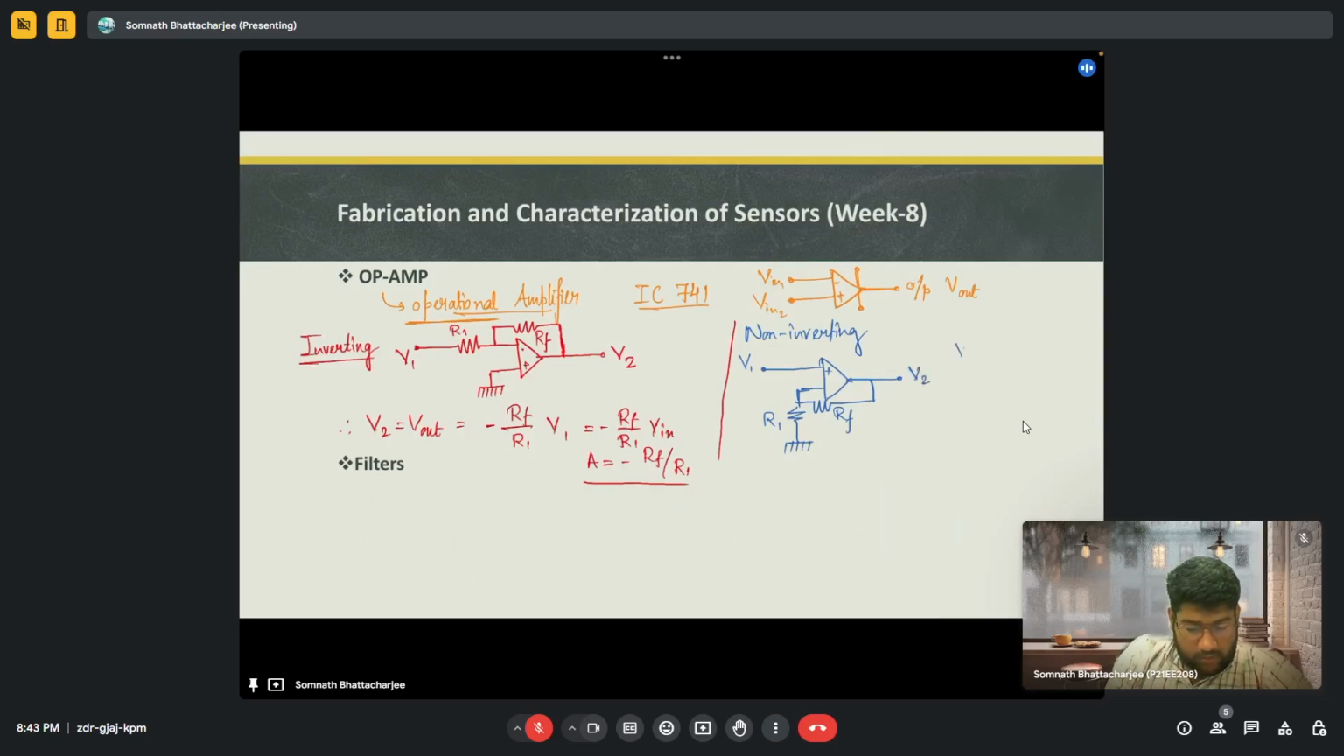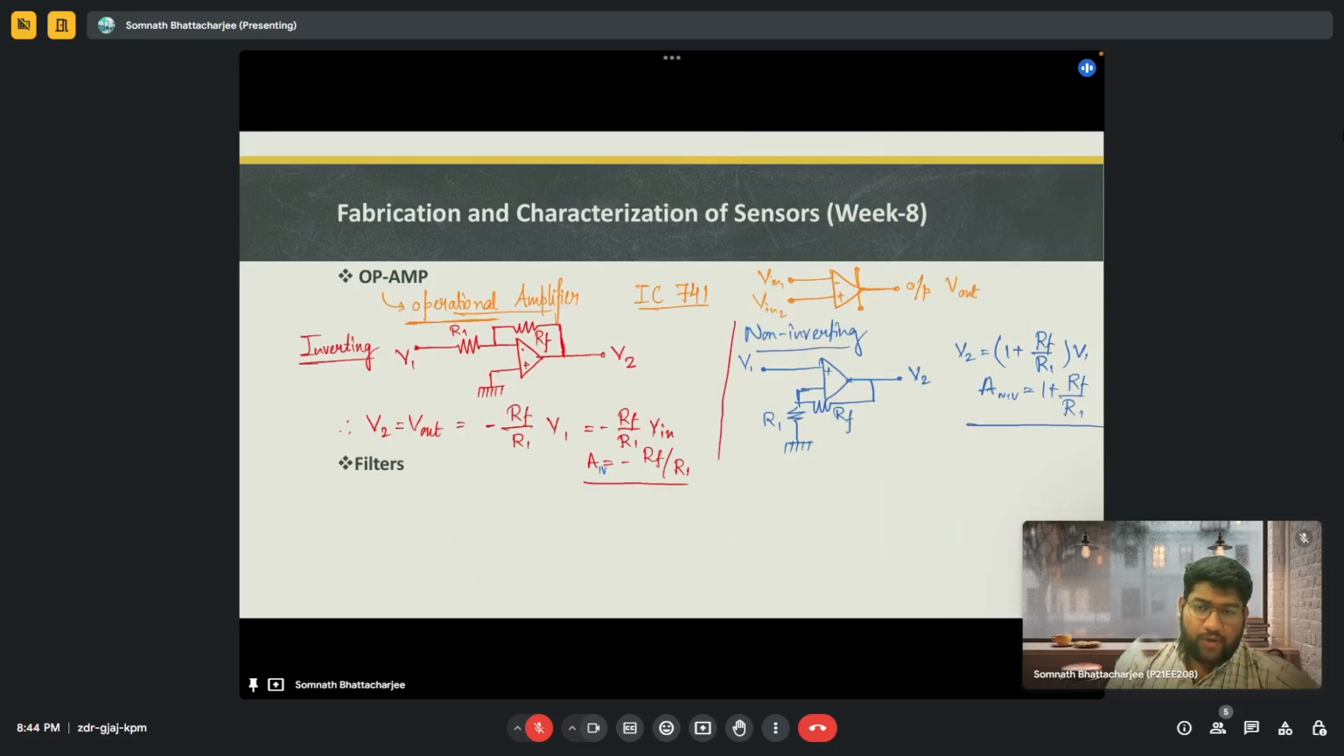For this case, we get the value of V2 equals 1 plus RF by R1 into V1. So in this case, the gain, this is the inverting gain and this is the non-inverting gain, equals 1 plus RF by R1. So there is no inversion in this case. That's why it's called a non-inverting amplifier.